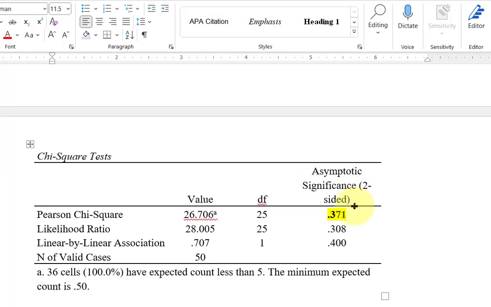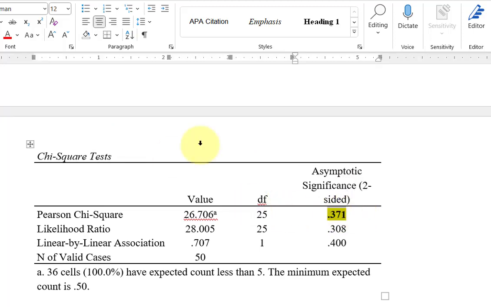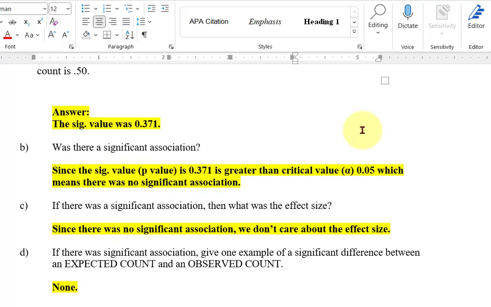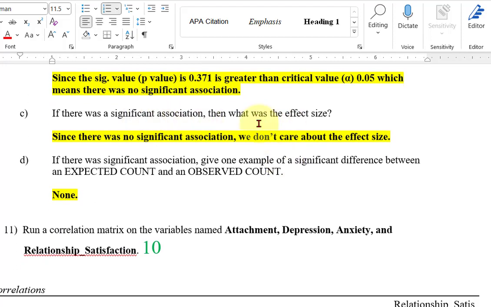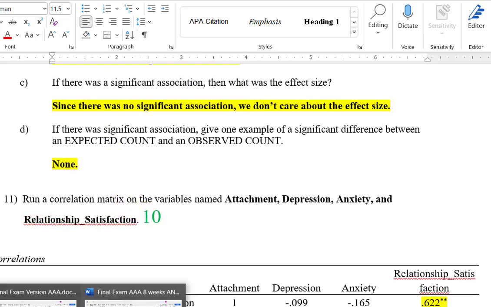The sig value was 0.371. That's the calculated p-value. And it was nowhere less than the critical p-value, 0.05. Okay, was there significant association? No, there was not, right? So since there was no significant association, we don't have to do any of these other answers. Okay, next question.